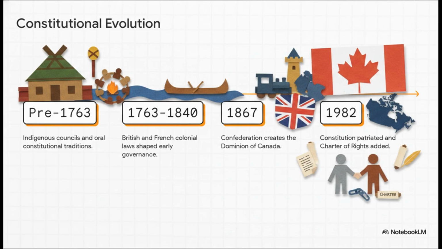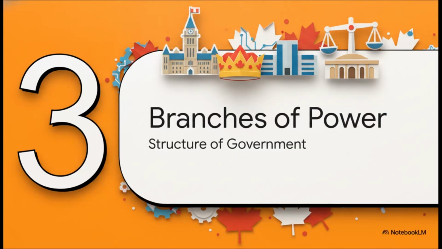But here's the crazy part. We didn't actually gain full control over our own rules until 1982. That's when Canada patriated its constitution from Britain, meaning we finally, at long last, had full control over our own constitutional amendments. Which brings us to Section 3, the branches of power.